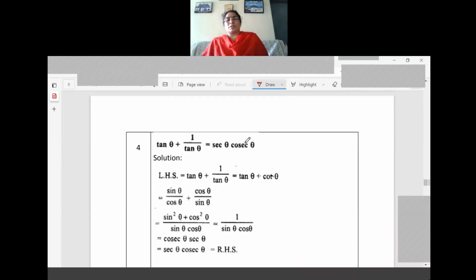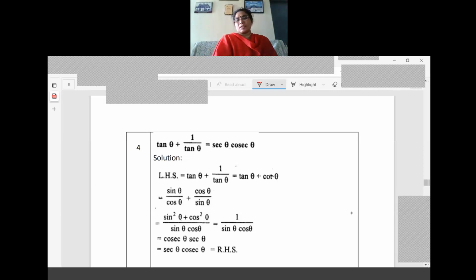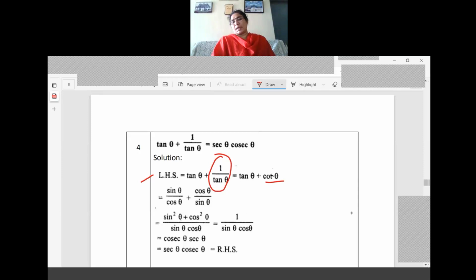Okay. Next question. Tan theta plus 1 by tan theta should be proved as sec theta into cosec theta. So tan theta plus 1 by tan theta. How we can write LHS now? We take down LHS first. 1 by tan, how we can write? It is cot only. Right?